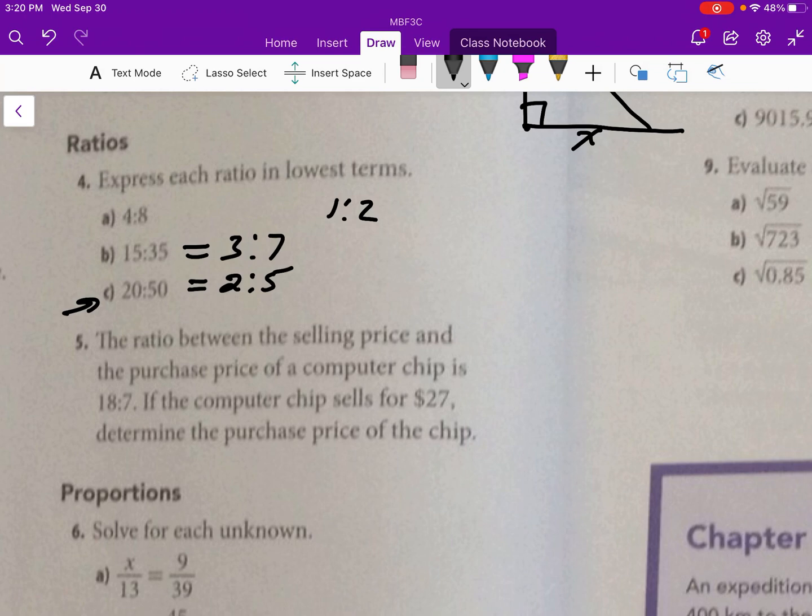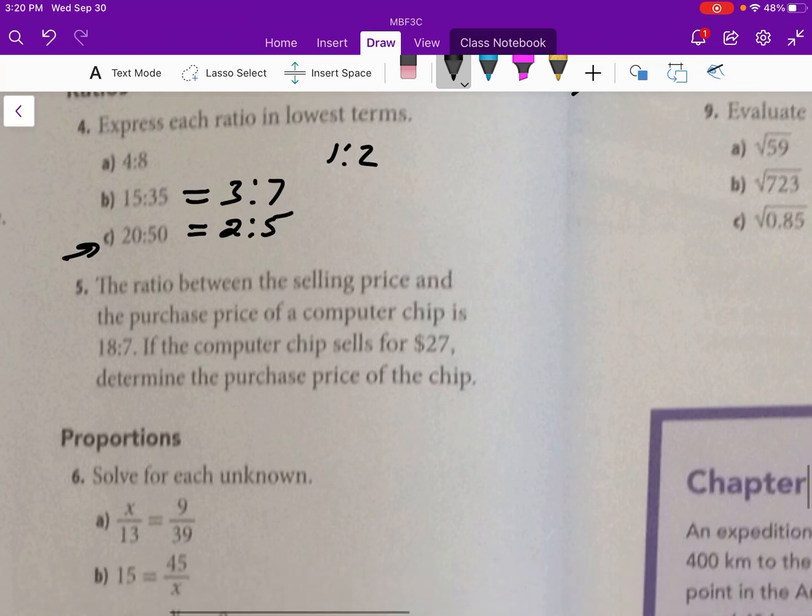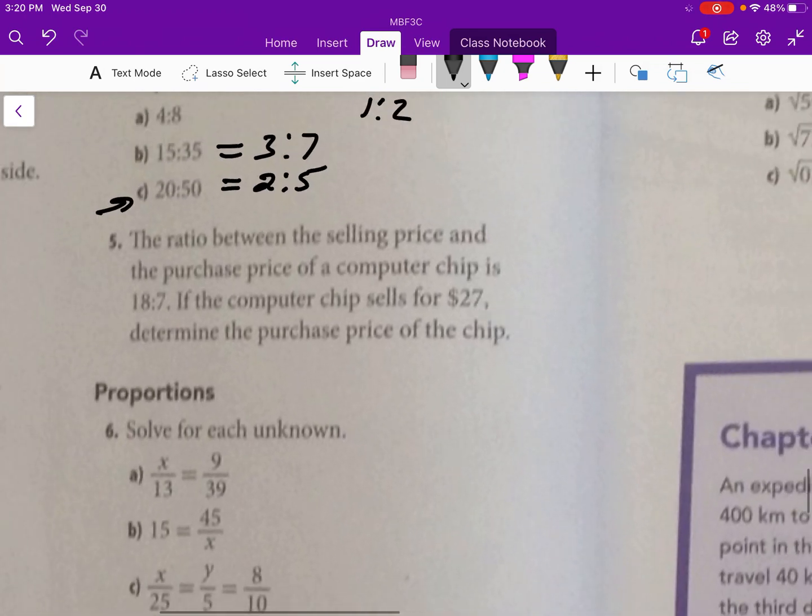All right. Where we use this is basically more so with question number 5. Question 5 itself has the ratio between the selling price and the purchase price of a computer chip is 18 to 7. If a computer chip sells for $27, determine the purchase price of the chip.